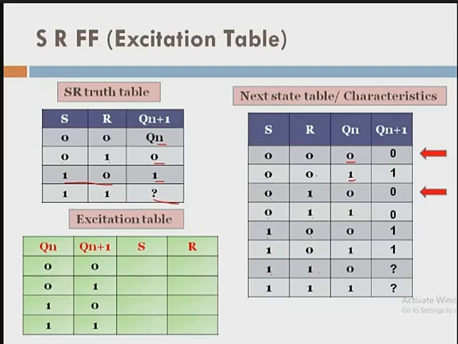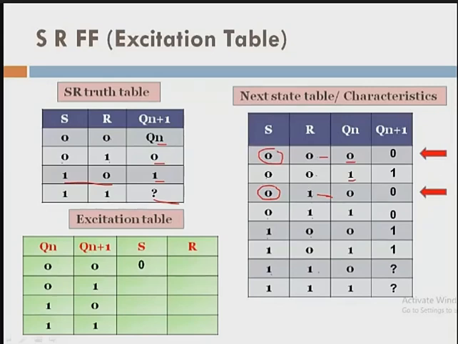Out of these 8 combinations, there are 2 combinations where we are getting the same value for your Qn and Qn plus 1. Now for these 2 combinations, what is the value of S? Here you can check, the value of S is 0. In both of these combinations, the value of S is equal to 0. Then write down S is equal to 0 here. Now check the value of your R. Here R is 0 and R is 1. The input combinations are changed for these two combinations.